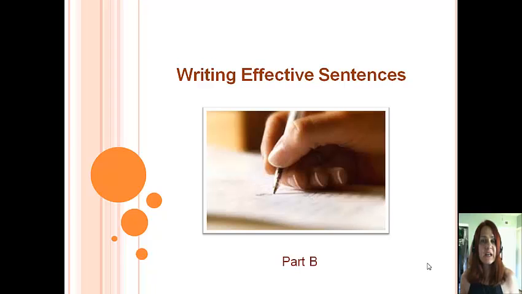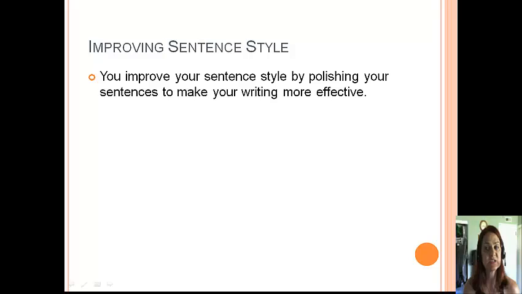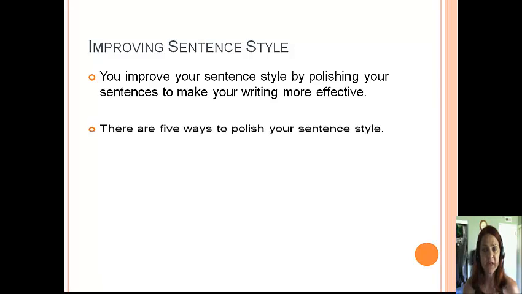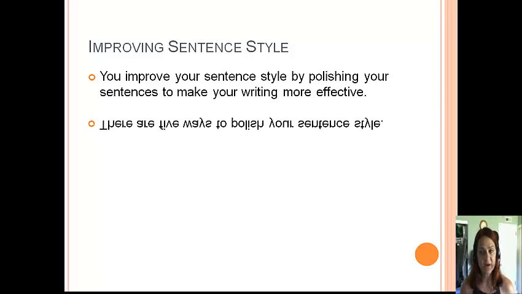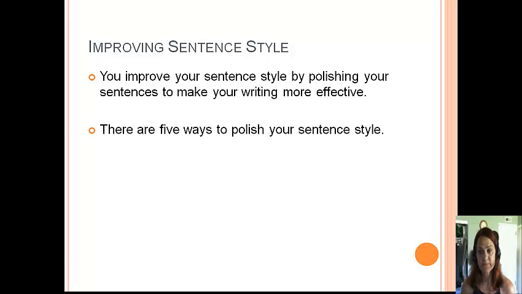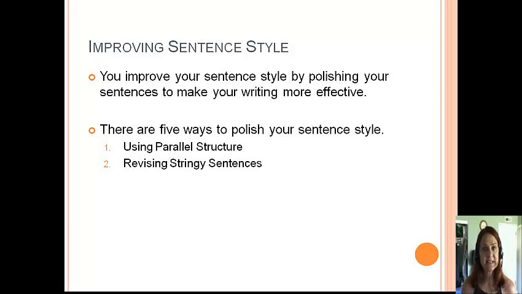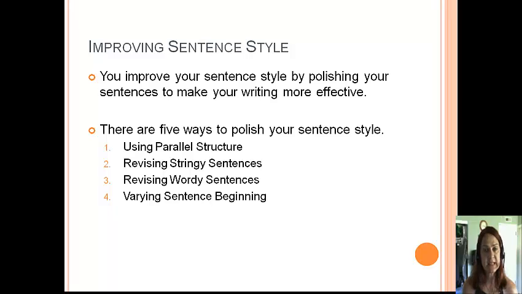Now we're going to look at the second half of writing effective sentences, and that is how to improve style. So we're going to join the lesson, make it more effective. The ways that you can do this are using parallel structure, revising stringy sentences, revising wordy sentences, varying your sentence beginning, and varying your sentence structure.